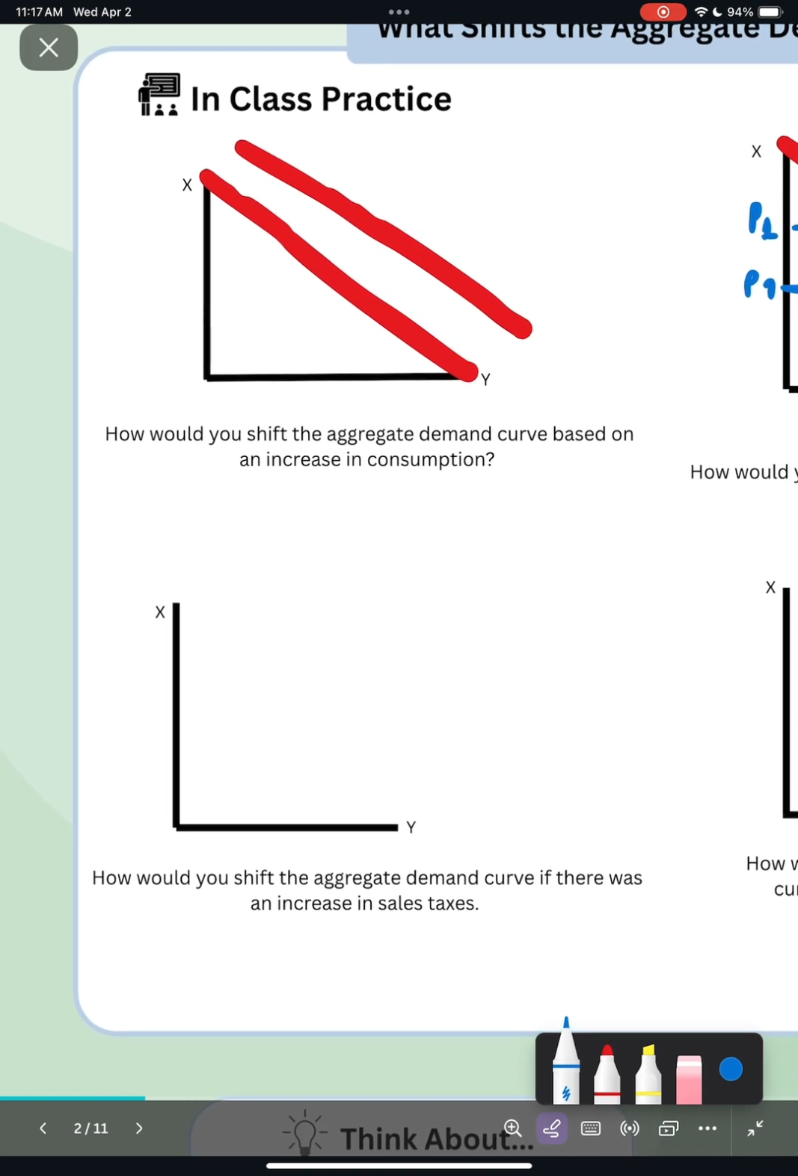Now for the next problem, it says, how would you shift the aggregate demand curve if there was an increase in sales taxes? Now I'm going to go ahead and draw our original demand curve once again. And since there is an increase in sales taxes, that is actually going to be a decrease on the demand curve, which is a shift to the left.